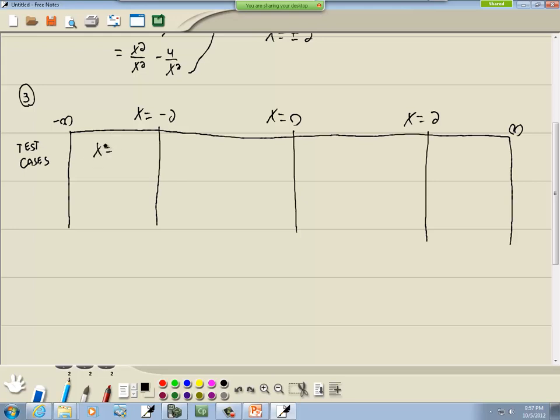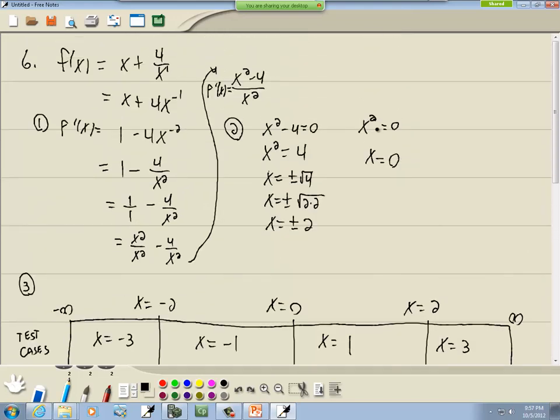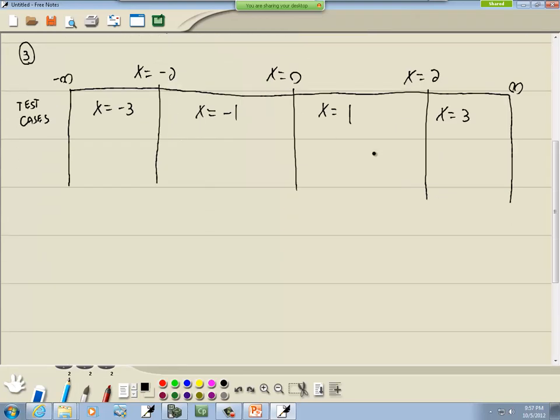Okay. So we pick a test case between negative infinity and negative 2, which is negative 3. Pick one between negative 2 and 0, like negative 1. And one between 0 and 2, which is 1. And one between 2 and infinity, let's say 3. And we want to plug these into our derivative. Now our derivative is x squared minus 4 over x squared. So plug into our first derivative.